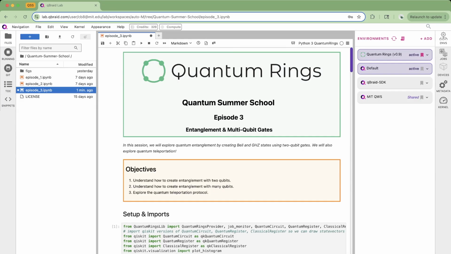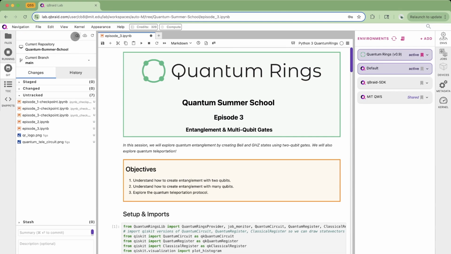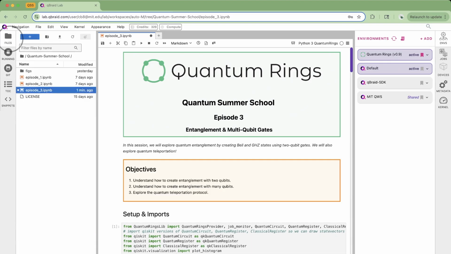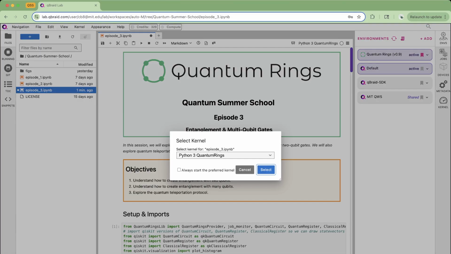If you don't see episode 3 in your Quantum Summer School repo, then go over here where it says Git, and then up here to the cloud symbol with the down arrow, pull the latest changes, and then when you go back here, it should appear. Another thing, make sure you choose quantum rings for your kernel.